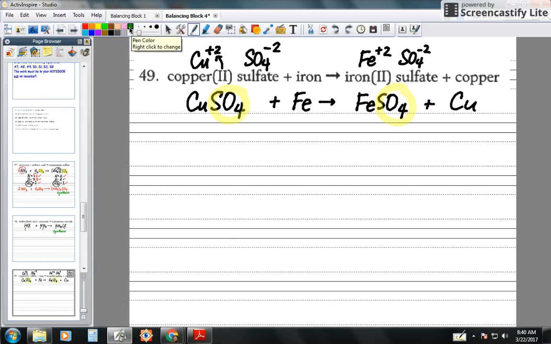And this is a single displacement reaction. And it gives you a comment about the relative strength of iron versus copper. And iron has the ability to knock copper off from being bonded to sulfate.